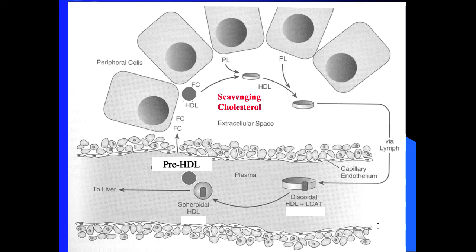LCAT converts cholesterol to cholesterol ester. See the way it went from a disc? Now it's round. Why? Because the cholesterol moved from here to the inside. And I'll show you the reaction now, and then we'll go back to this.